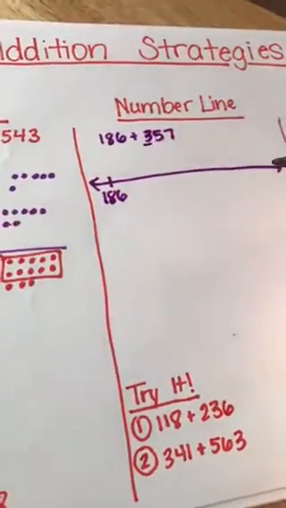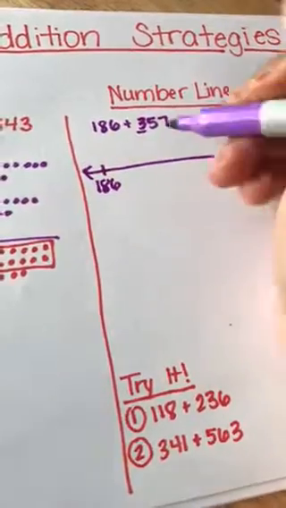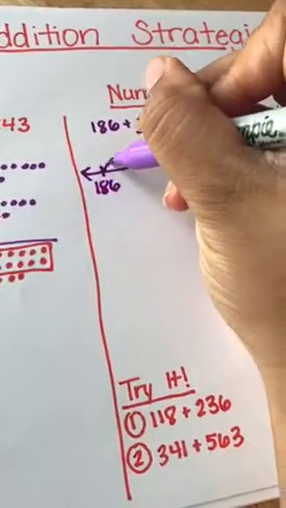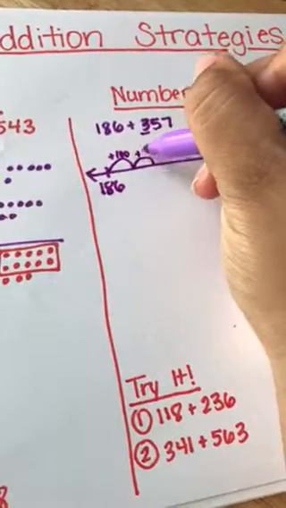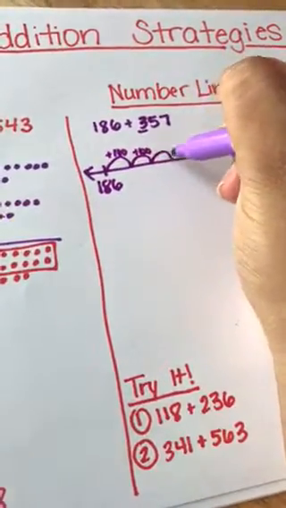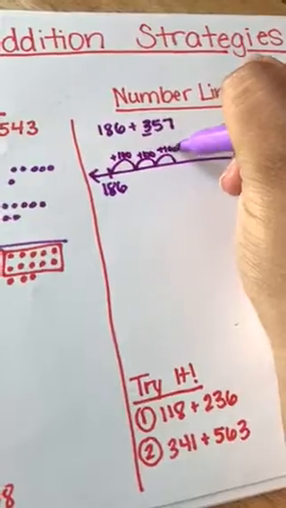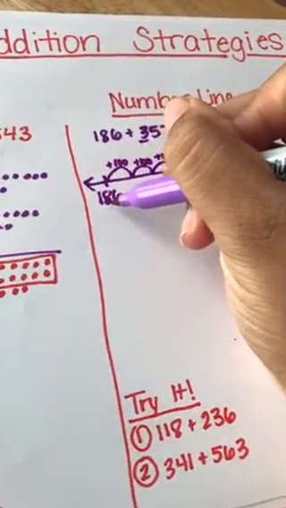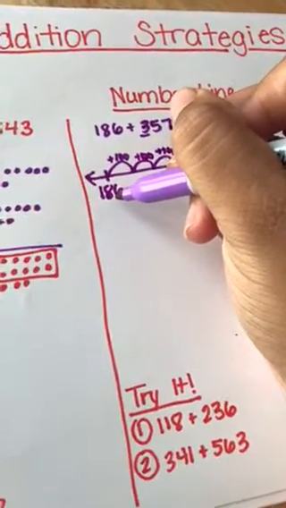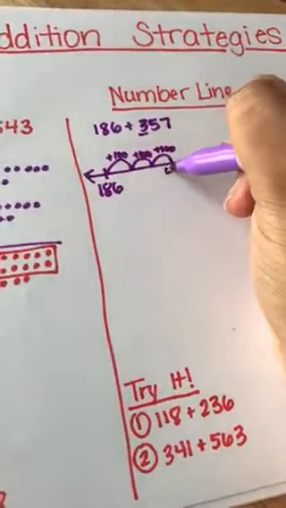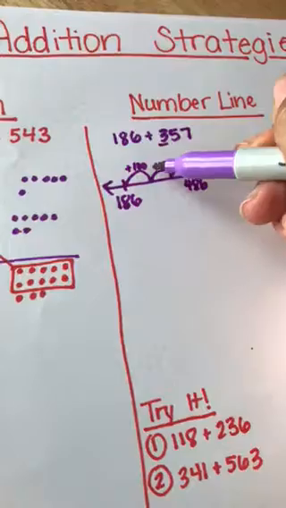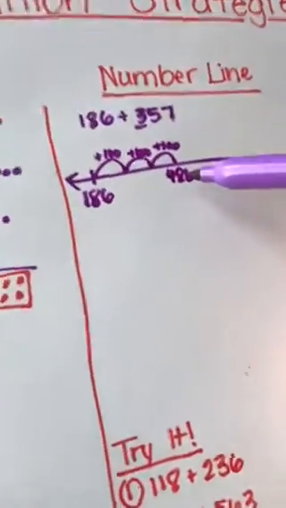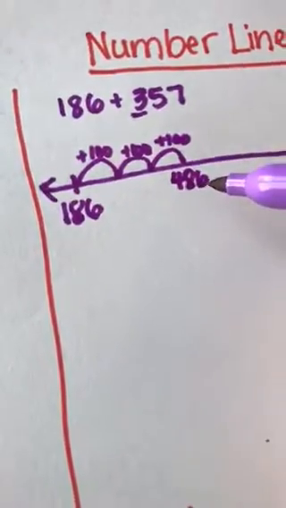So I've got 3 hundreds in this number that I'm adding. So I'm going to ask myself, what would it be if I added 3 hundreds? That would be 286, 386, 486. If I added 186 plus 3 hundreds, that would give me 486.